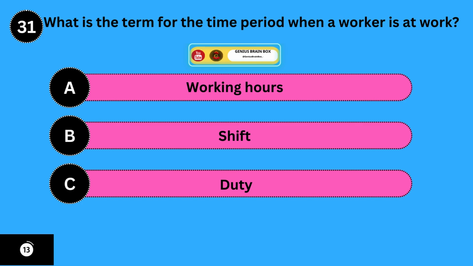What is the term for the time period when a worker is at work? Option A, working hours. Option B, shift. Option C, duty.